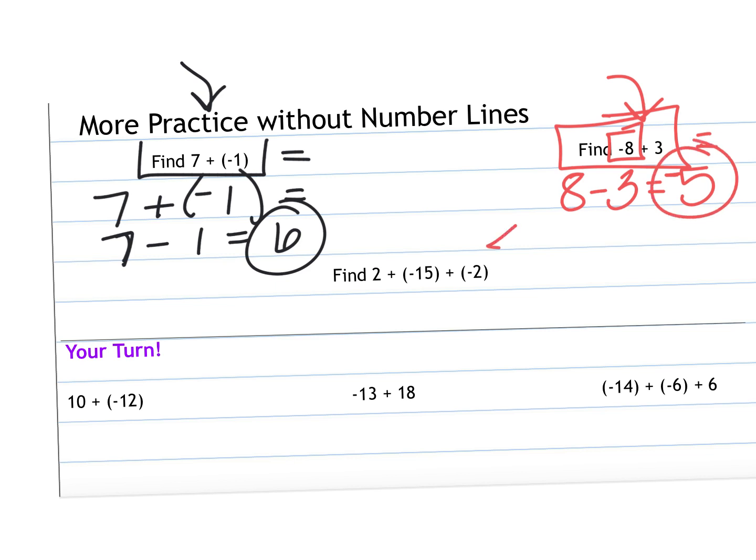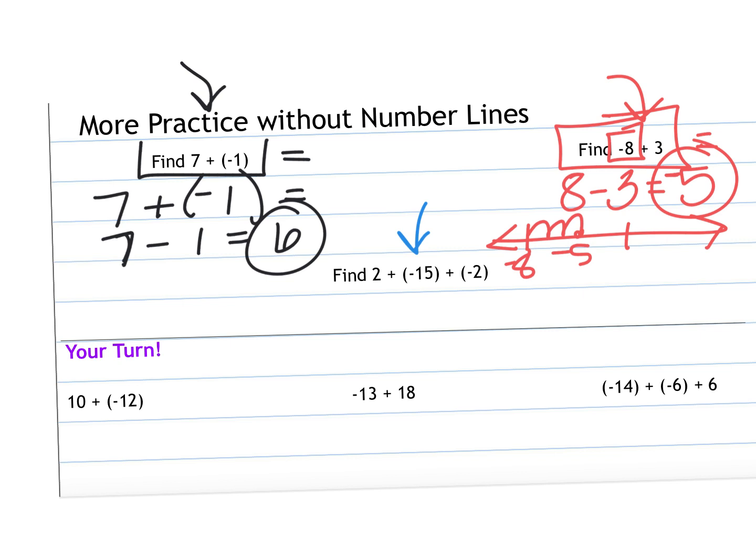So I have negative 8, and if you think of the number line, here's 0, here's negative 8, and I'm adding 3, so I'm going to go 3 jumps to the right, and that gets me to negative 5. Okay, 2 plus negative 15 plus negative 2. Looking at this one right here.